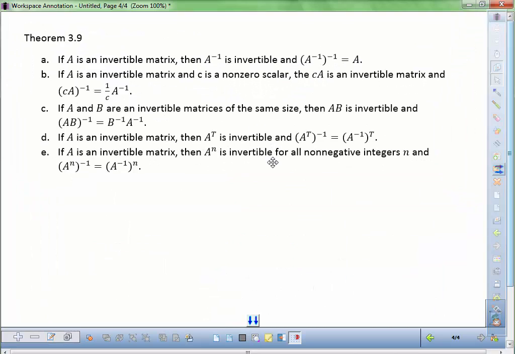All right, let's just look at these theorems, and I don't know about proving them for now. Let's see, if A is invertible, then A inverse is invertible. So the inverse of the inverse is back to the original matrix again.